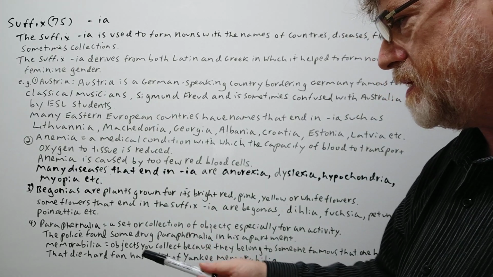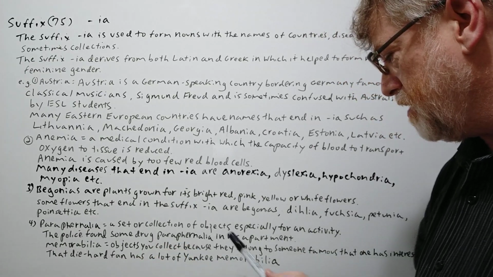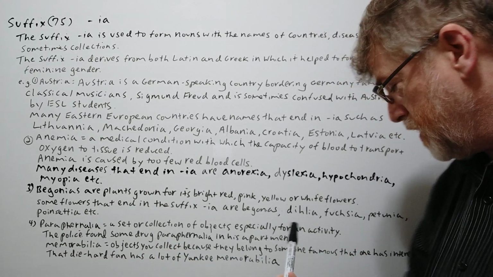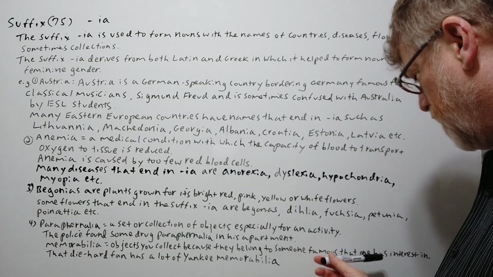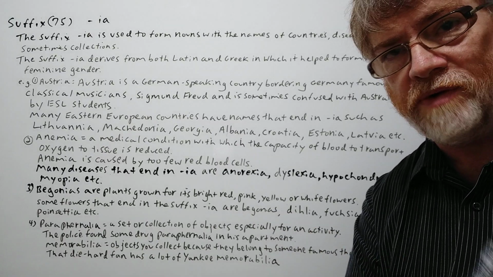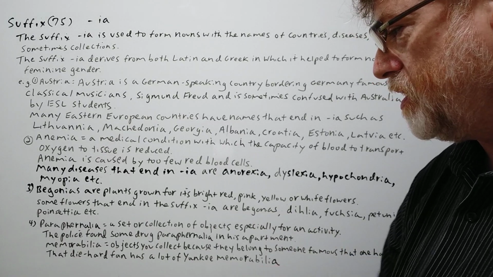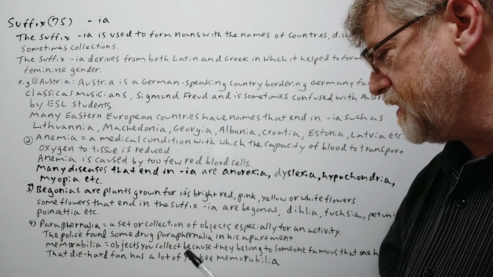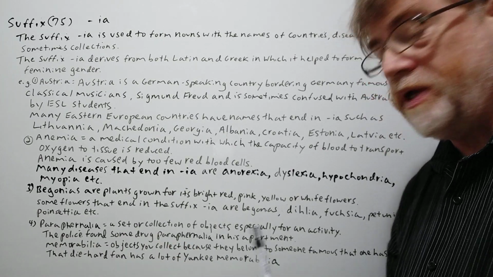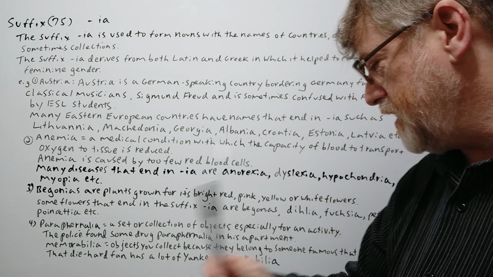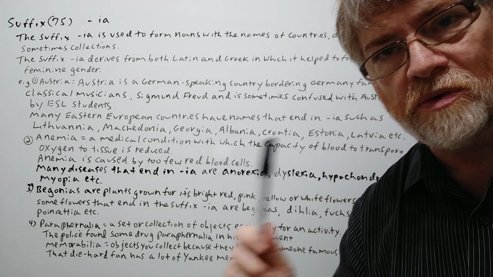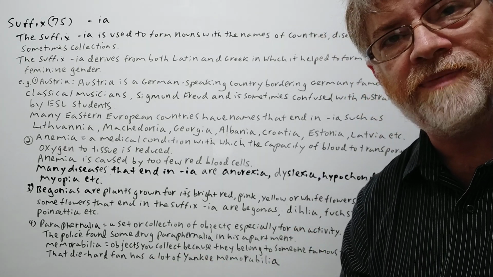Okay, and last one here, memorabilia, objects that you collect because they belong to someone famous that one has interest in. Yeah, I did one recently on memorabilia too. That diehard fan has a lot of Yankee memorabilia. So, maybe of a certain team you could have too, or a certain player or a movie star, etc.